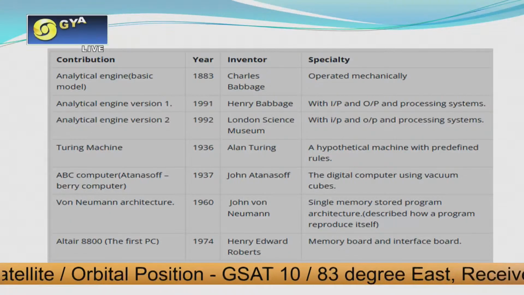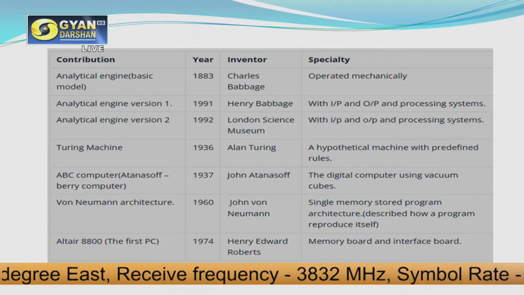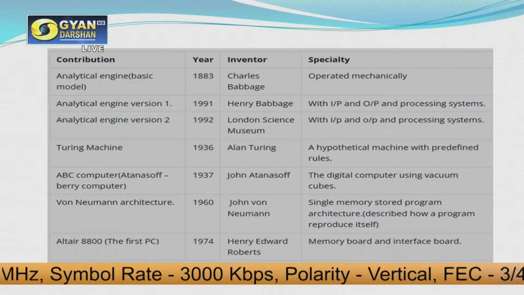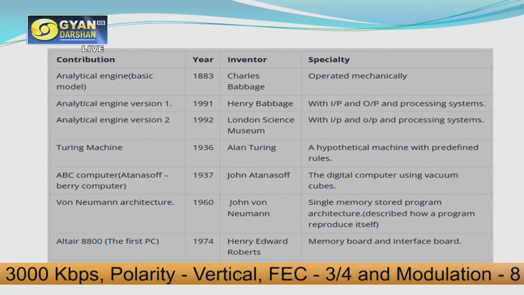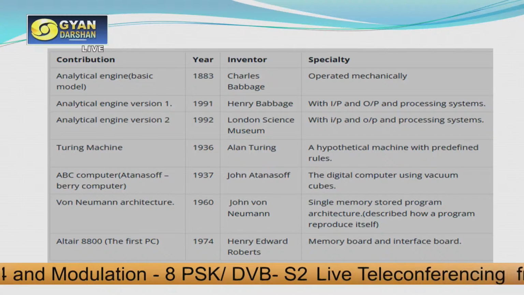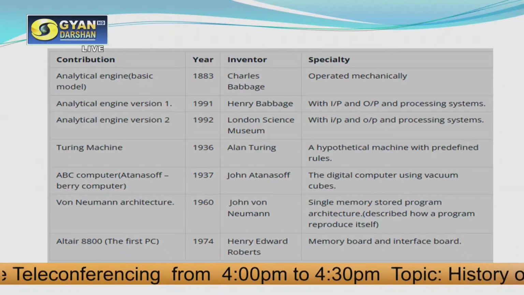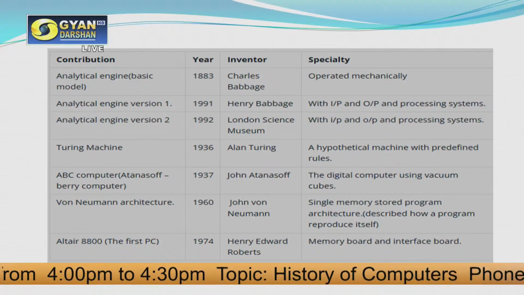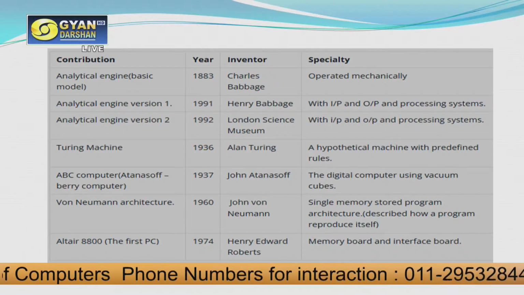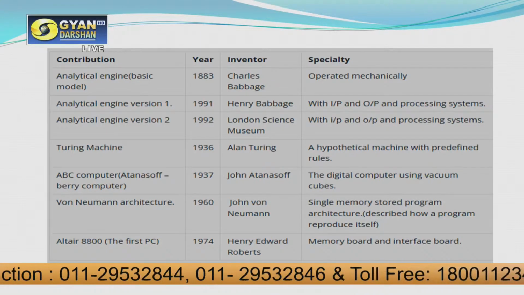So you can see here I have started giving the details about the contribution, year, inventor, and specialty. The analytical engine is the invention made by Charles Babbage, which is operated mechanically. And there are another two versions called analytical engine version 1 and version 2 in 1991 and 92. Then comes the Turing machine in 1936, introduced by Alan Turing, a hypothetical machine with predefined rules. And then another computer came into appearance in 1937, and the actual Von Neumann architecture, whose complete details we will see in the next episode.